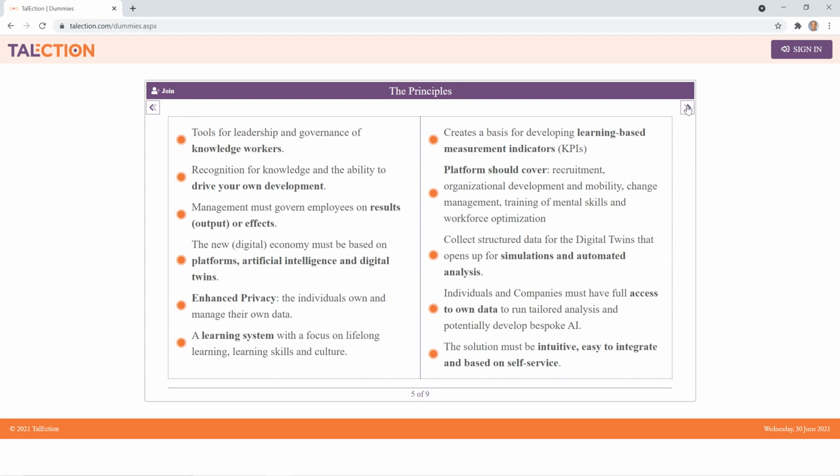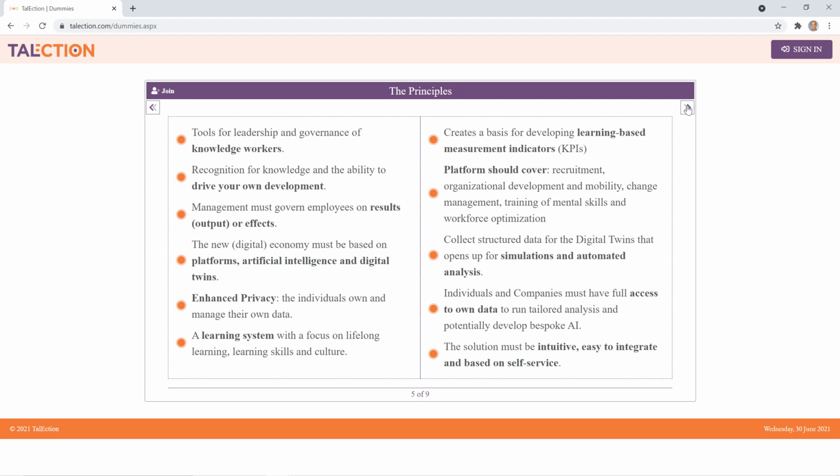TalEction is also covering GDPR and has enhanced the privacy even further by the fact that the individuals are the ones that own and manage their own data. TalEction is a learning system with focus on lifelong learning skills, and culture. It also creates a basis for developing learning-based measurement indicators, KPIs.